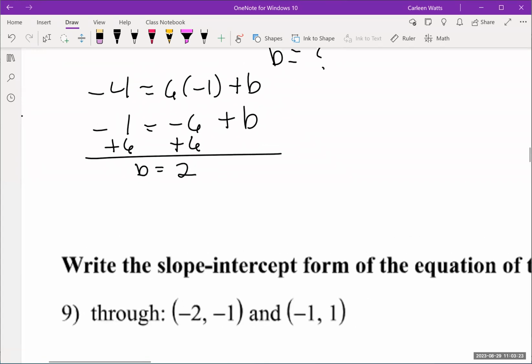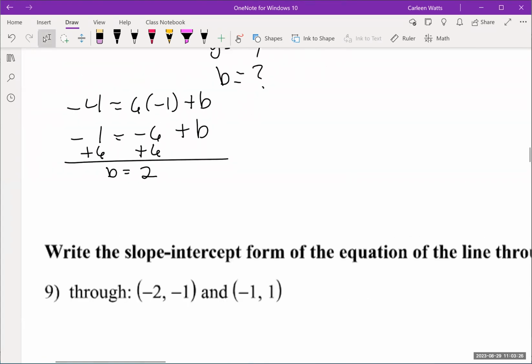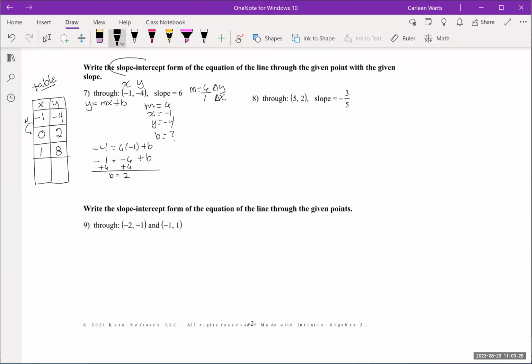Okay, so, oh my goodness. What is the slope-intercept form of the equation? Y equals, what's M? 6x plus 2. So the final answer is the equation.